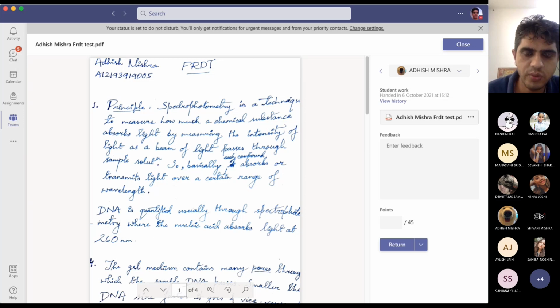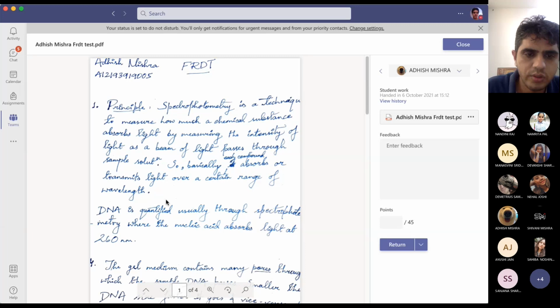And the second part was how you will acquire quality and quantity. So for quality and quantity, you should mention that when the absorbance is 1, then the quantity is going to be 50 nanogram per ml, and the ratio of 260 to 280 is going to be there. So for the first question, you didn't get any marks. Just I think I can give you half marks, because you have written that a chemical substance absorbs light by measuring. Okay, so for this I can give you half marks.